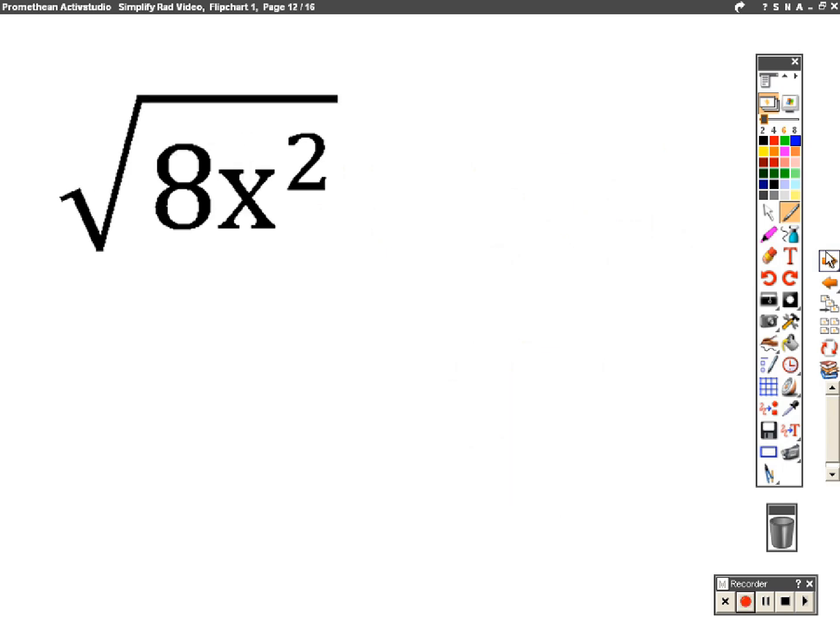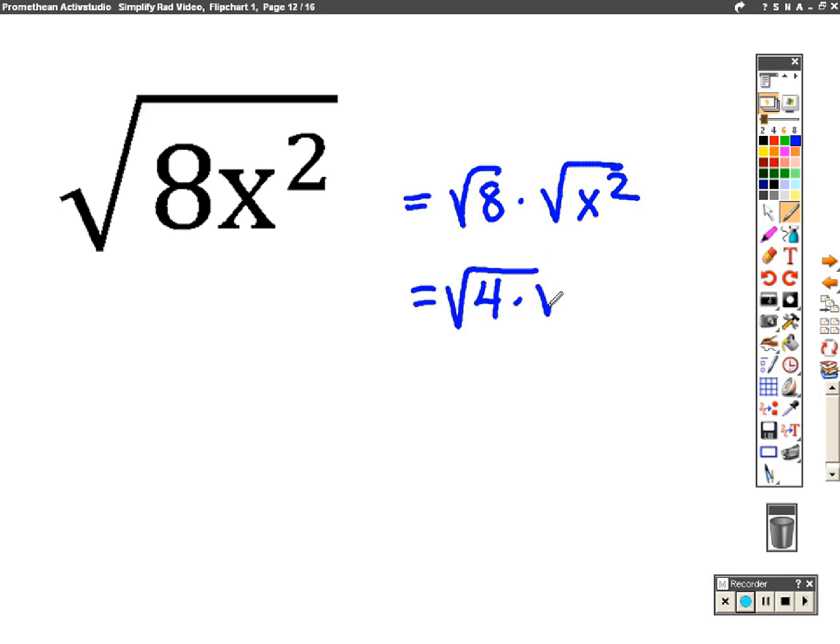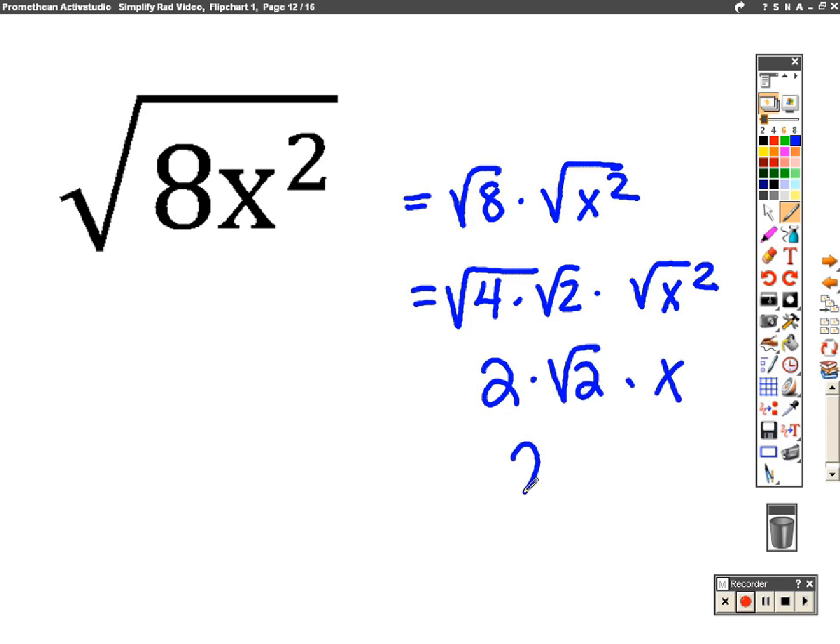Let's try a different one. What if I throw an 8 into the mix, right? Don't get scared. It's going to be the square root of 8 multiplied by the square root of x squared. And we've seen that 8 so much, you know you could take it to the square root of 4 times the square root of 2 times the square root of x squared. And this is all by that cool product property trick. 2 square root of 2 and x. Our final answer is going to be 2x radical 2.